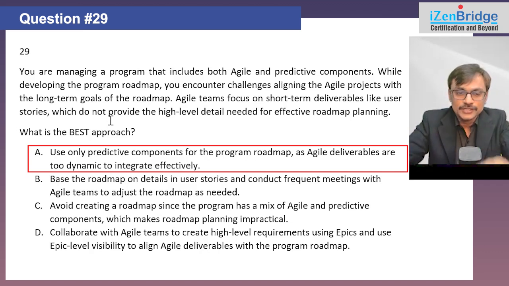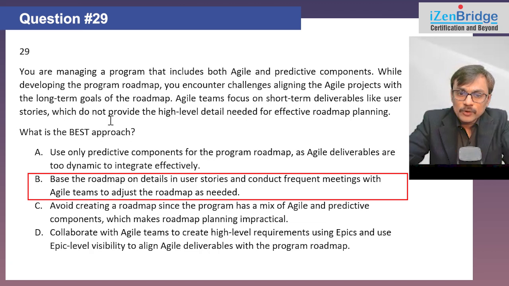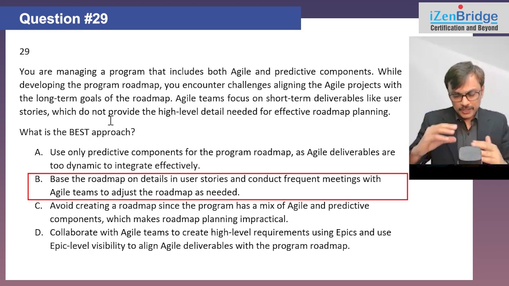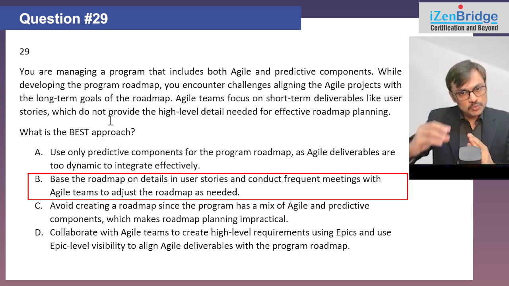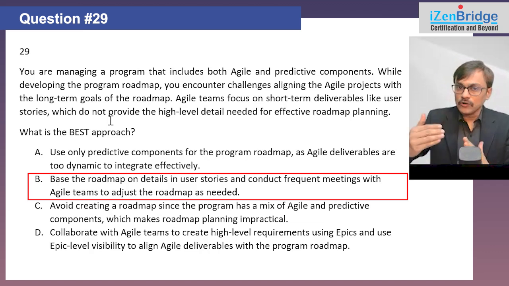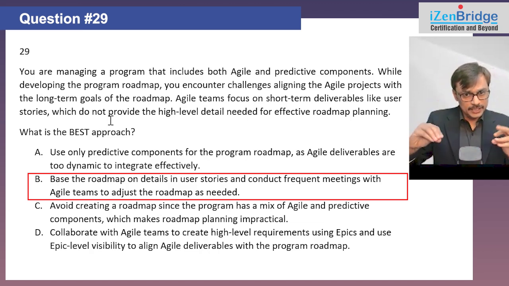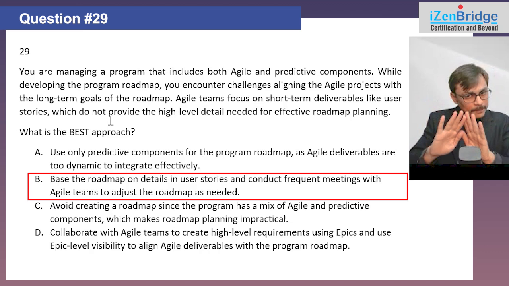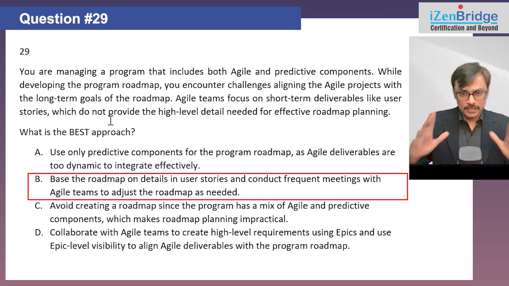So I flag it. Option B, base the roadmap on details in the user stories and conduct frequent meeting with the agile team to adjust the roadmap as needed. Possible. Now this requires little bit understanding of what is user story. User stories are expected to be very small incremental of requirements. You can see this word in your PgMP exam as well. If you are hearing this word first time, you can understand it's a tool for exploring the requirement in agile way of working. Again, not many questions, but few questions can come talking about this kind of terminology.